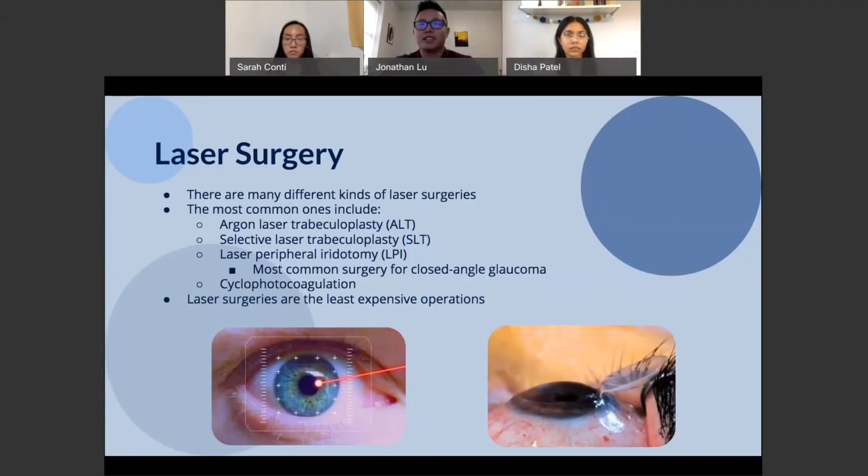ALT opens clogs in the eyes so that fluid can drain out. Normally, this procedure is done in 2 sessions. The first one gets rid of about half of the clogs just to see if surgery helped. This process works in about 75% of patients.